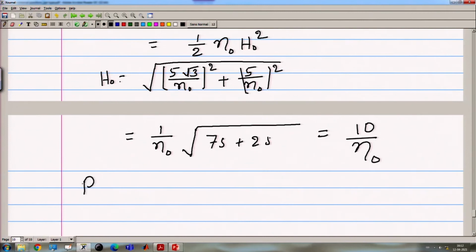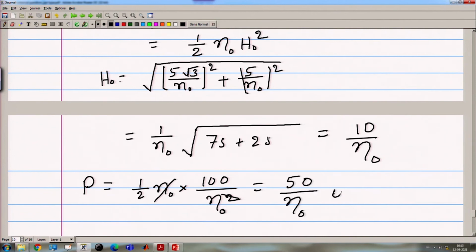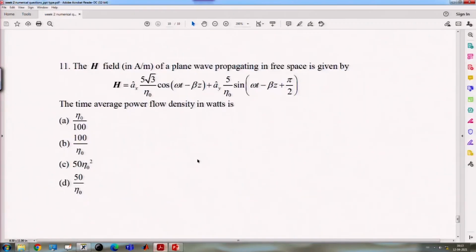So, the time average power flow density will be 1 by 2 eta naught into H naught whole square. That will be 100 upon eta naught square, and so this will be 50 upon eta naught watts. So, the option will be D, 50 upon eta naught. So, like this, all these problems can be solved. Thank you.